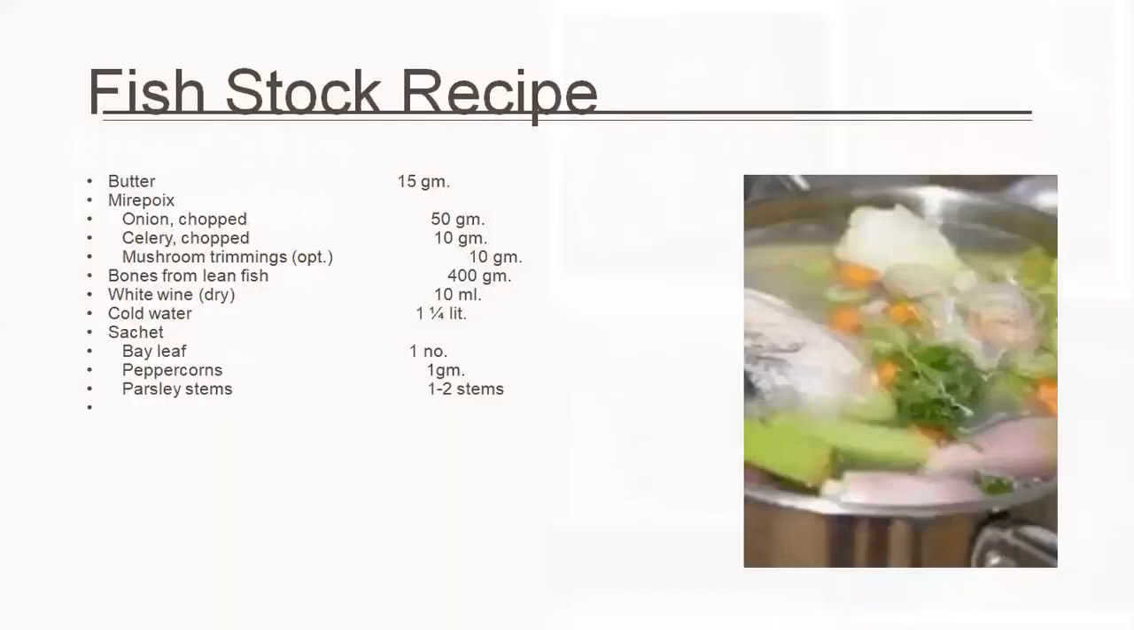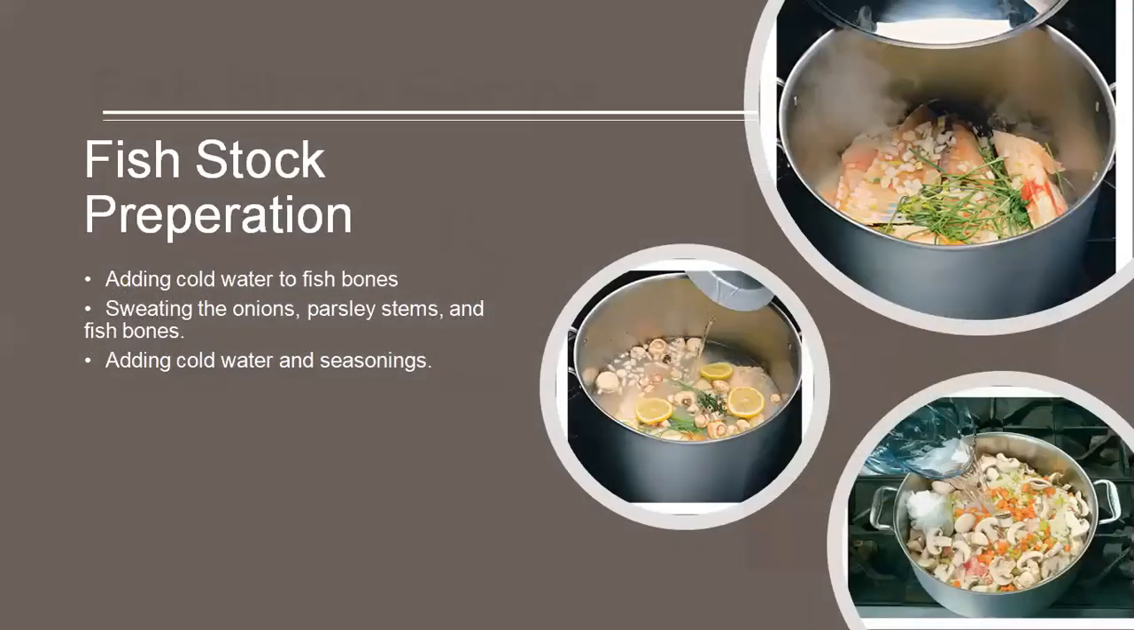We'll move on to the fish stock recipe. Over here, we are using butter, a little bit of fat, in that mirepoix, and bones from lean fish. Then again, white wine, which gives a little bit of flavor to the fish stock. A sachet will be there with bay leaf, peppercorn, and parsley stem. I'm going to explain how we are going to do it.